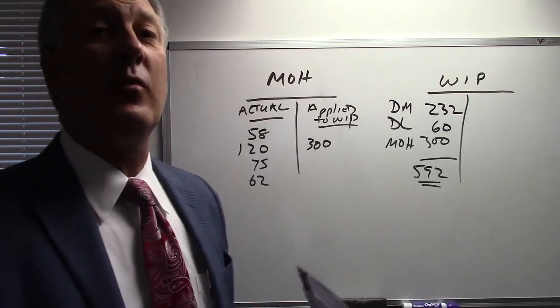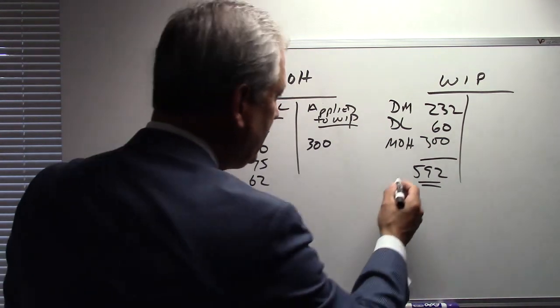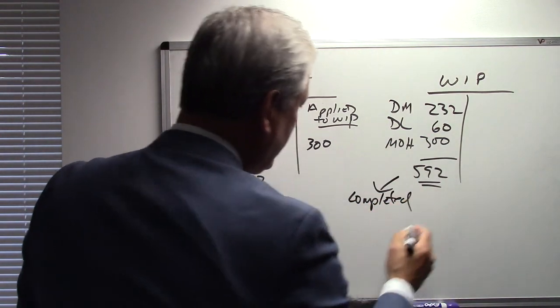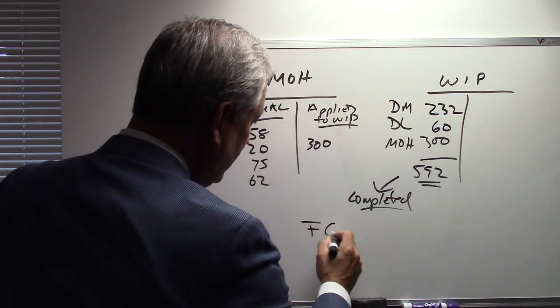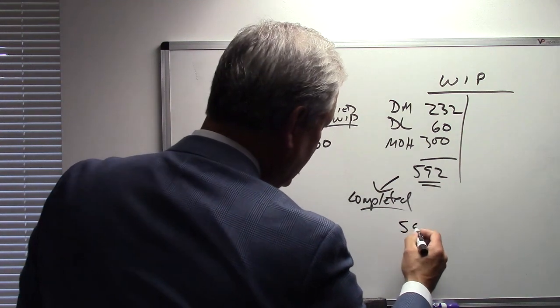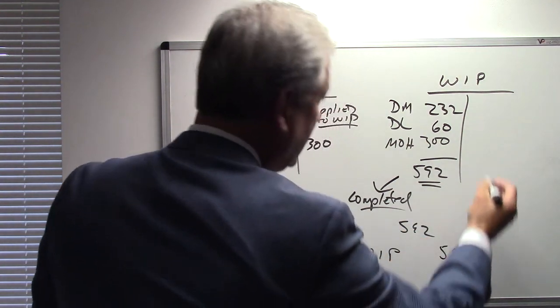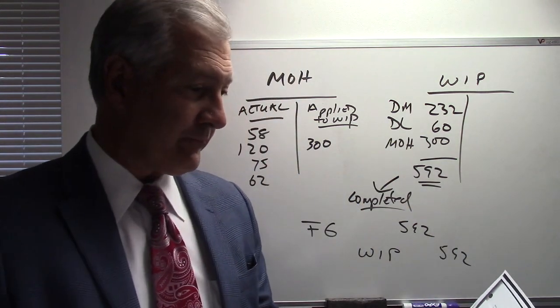And they asked us to do what? Transfer it to finished goods because it was completed. This job is what? Completed. We need to move it to finished goods. So we're going to debit finished goods inventory for $592,000, and we're going to credit what? Work in process, $592,000. We're going to zero out the work in process account.